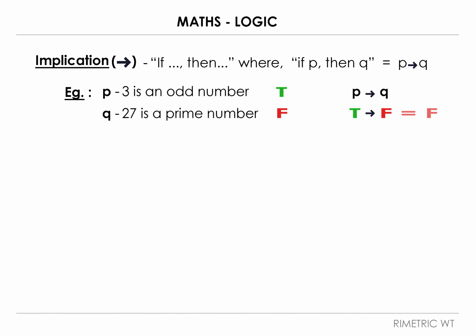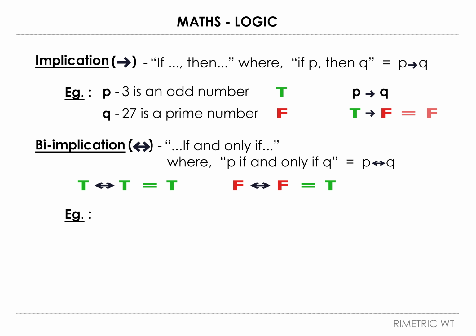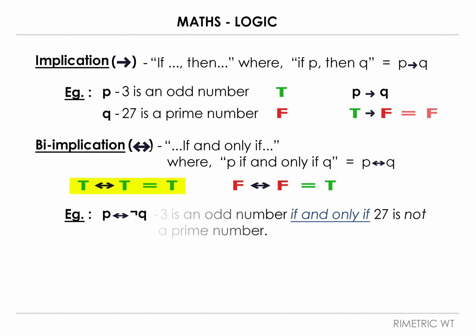Finally, we have the bi-implication, or if and only if statement. This is only true when both parts have the exact same truth value. Either they are both true or they are both false. Let's take an example in both scenarios. First we have 3 is an odd number if and only if 27 is not a prime number. In this case, both the propositions are true. As a result, the statement is true.